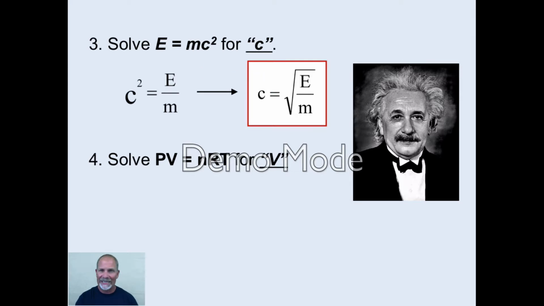We don't do that in chemistry, so you don't have to worry about that. We always assume it to be a positive value. Next one, PV equals nRT. This is the ideal gas law. We'll get into this one.